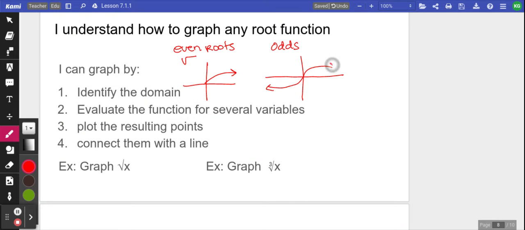There we go. And the higher root you go, like when you go to the fourth root, the sixth root, the eighth root, the more vertically stretched our root is going to be, and odds are going to be the same thing.